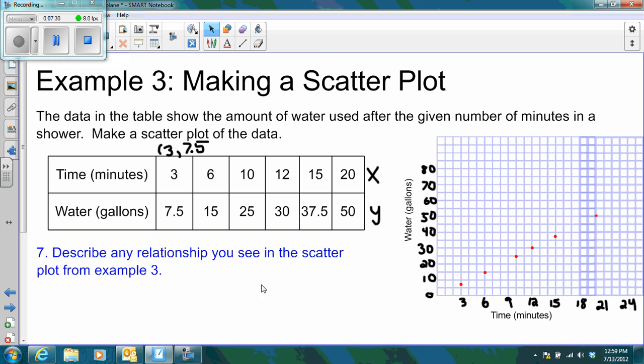So for homework, describe any relationship you see in the scatter plot from example 3. So the relationship between the time and the water used when taking a shower, and bring that in tomorrow. Remember to include these examples in your math rules notebook.